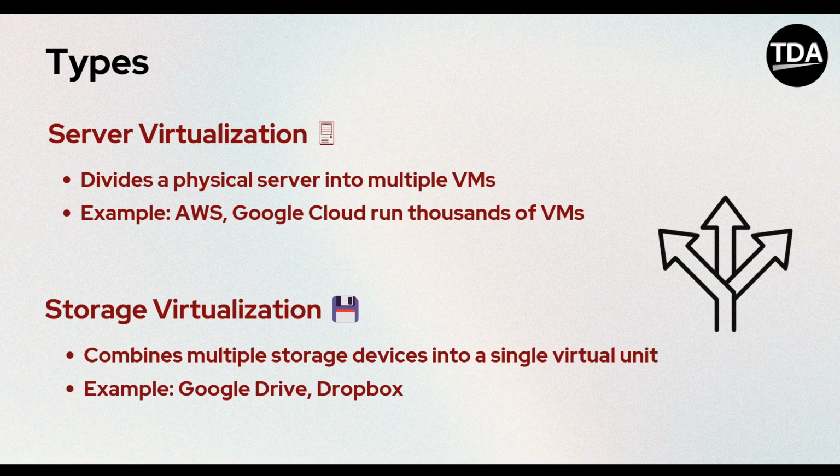Virtualization is not just about servers, it extends to multiple areas. Server virtualization, dividing a physical server into multiple virtual machines. For example, AWS and Google Cloud run thousands of virtual machines. Storage virtualization combines multiple storage devices into a single virtual unit. For example, Google Drive, Dropbox, or OneDrive.